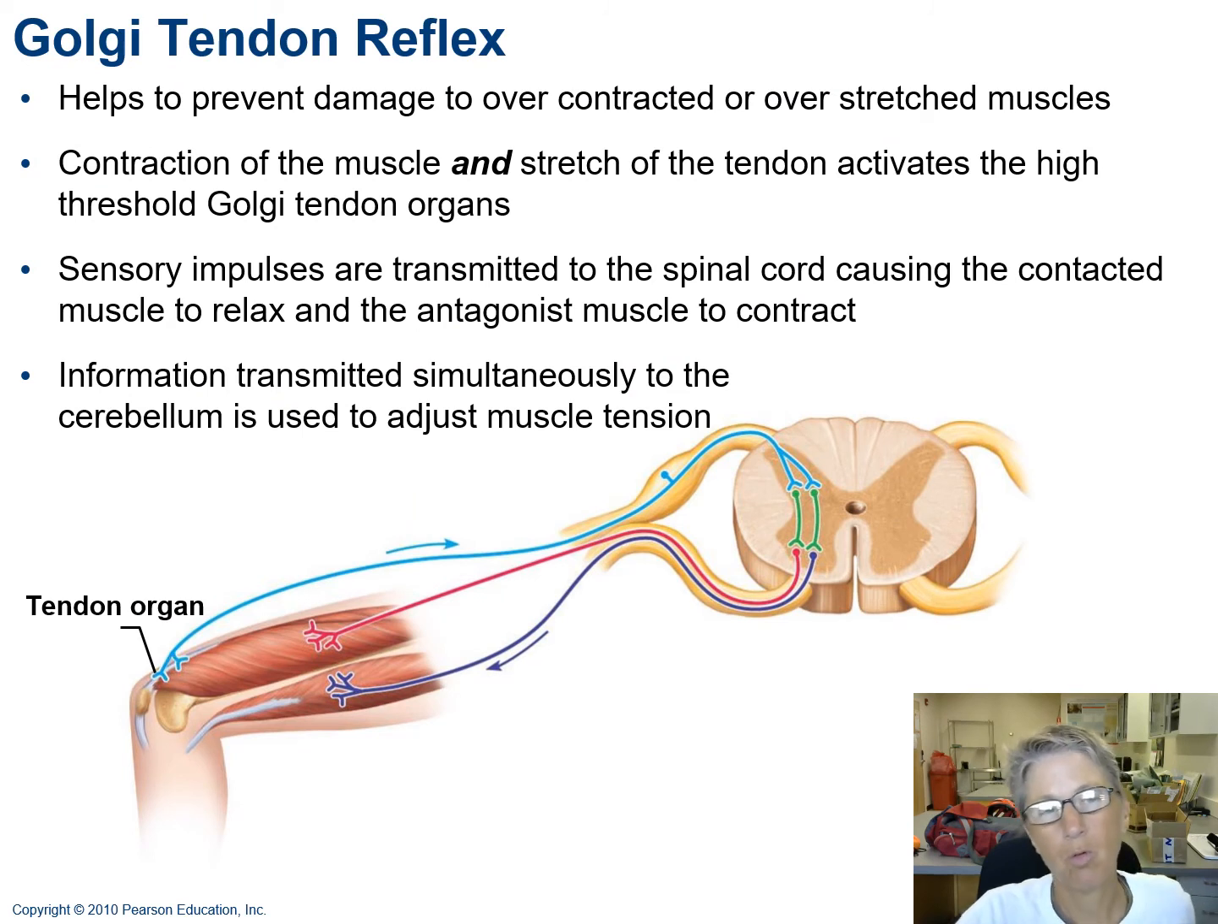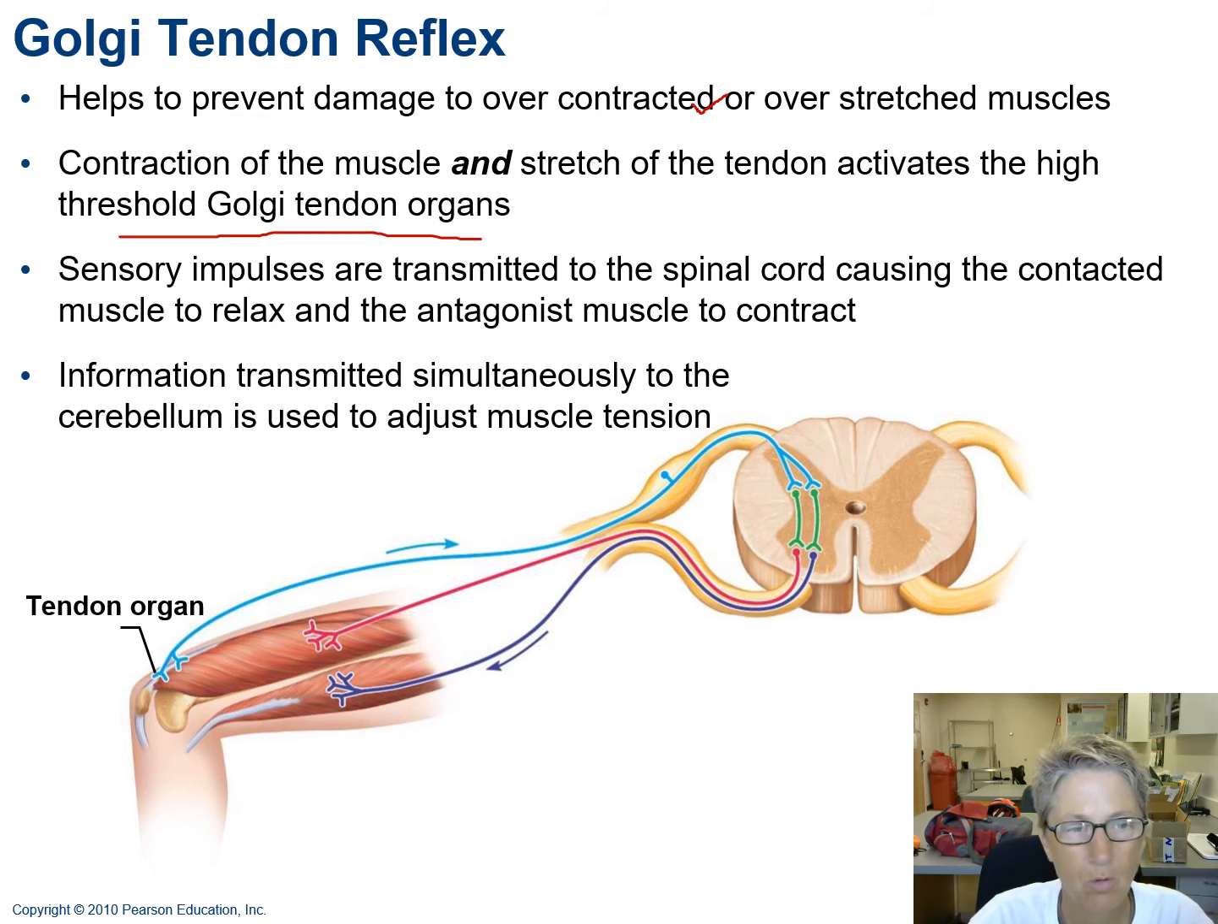So what does a Golgi tendon reflex do for you? It helps to prevent damage to an overcontracted or overstretched muscle. Contraction of the muscle and stretch of the tendon will activate the really high threshold Golgi tendon organs. That means it takes a lot of muscle contraction or stretch of the tendon to activate the Golgi tendon organ, because it has a high threshold.